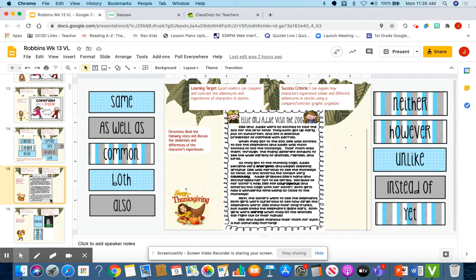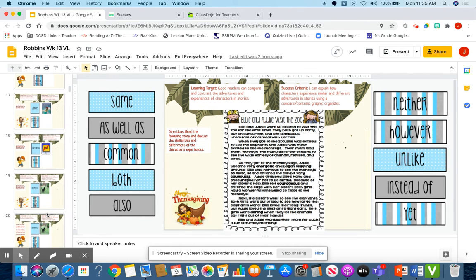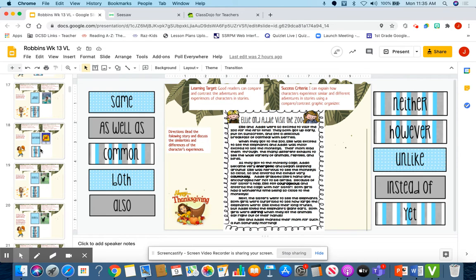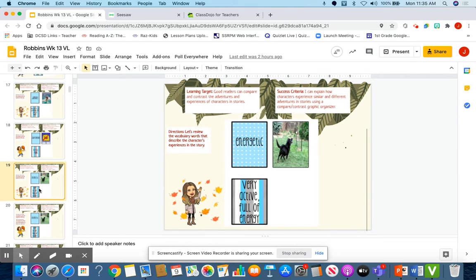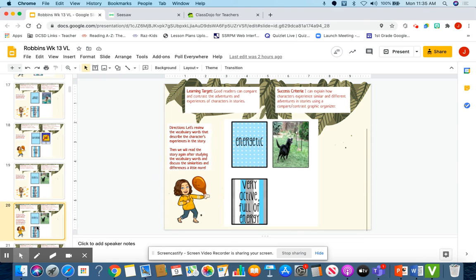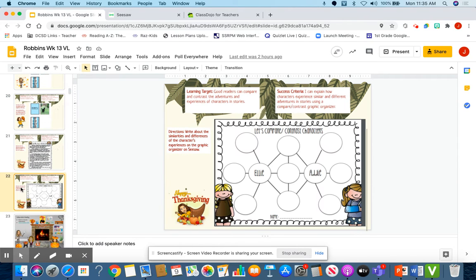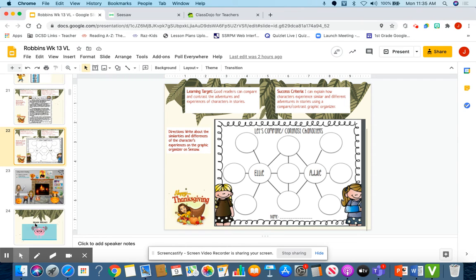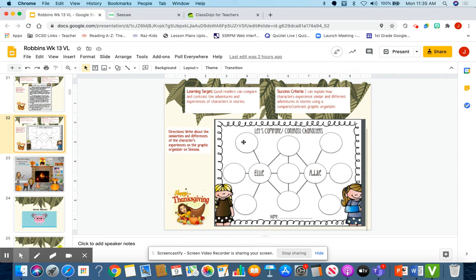We will read a story, and after reading the story and reviewing the vocabulary words that are maybe unfamiliar, we will complete a graphic organizer on Seesaw that allows the students to see how the characters are the same. So we will put those ideas in the middle and how they are different. And those ideas will go on either side of, like, outside of, on the edge of the graphic organizer.